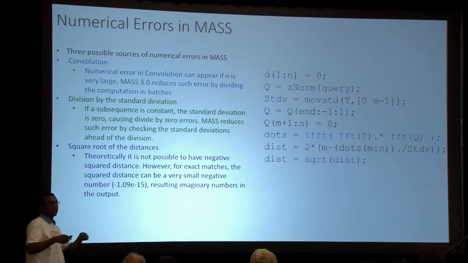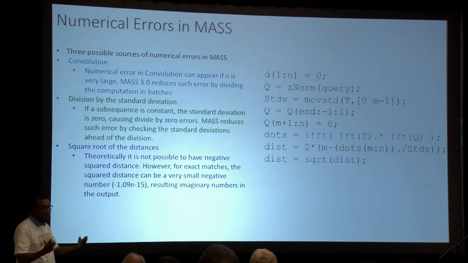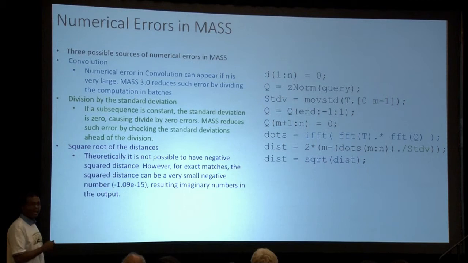If they are positive numbers, then you will accumulate errors. Large numbers will eat up the smaller numbers, because they are real values and the computer has a finite precision. So that can happen, and MASS 3.0 by chunking actually takes care of that.